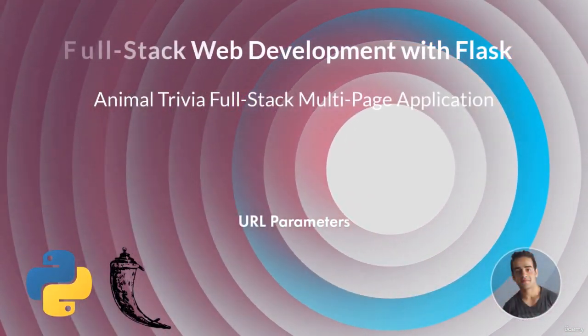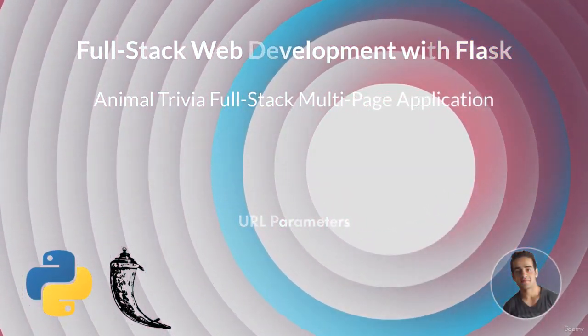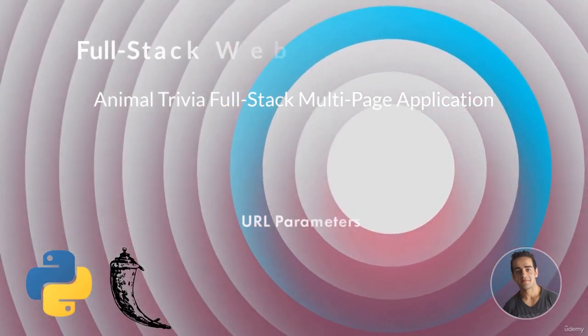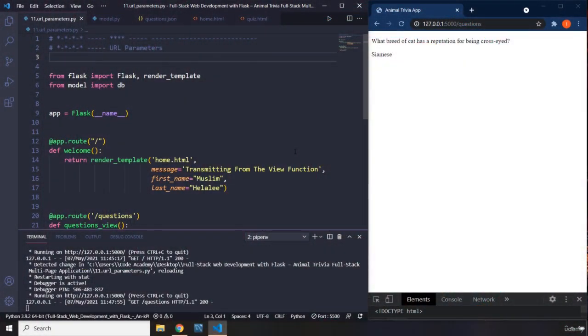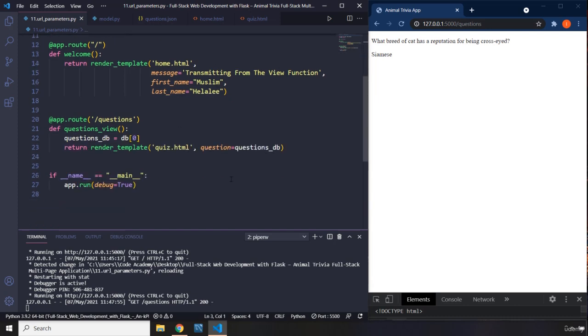Hi everyone! In this lecture, we're going to talk about URL parameters. I'm going to show you how to write code that displays any of the questions that the user wants to see. I'm also going to show you how you can browse through the questions as well. We do have our code from our previous lecture and it is open right here.